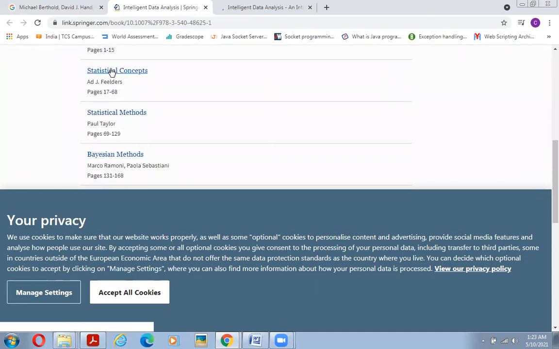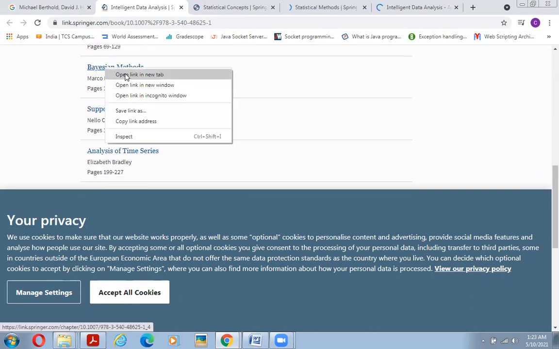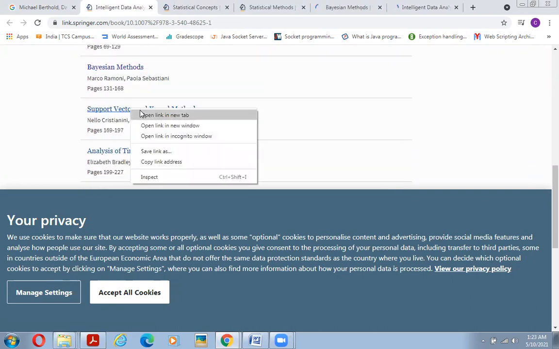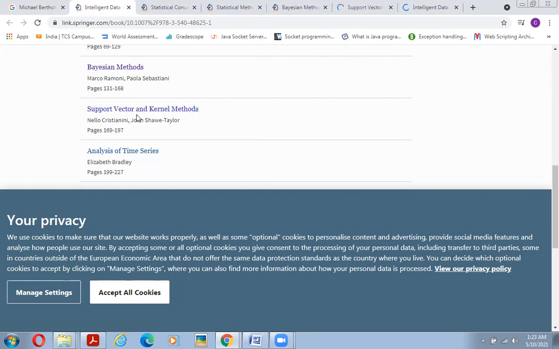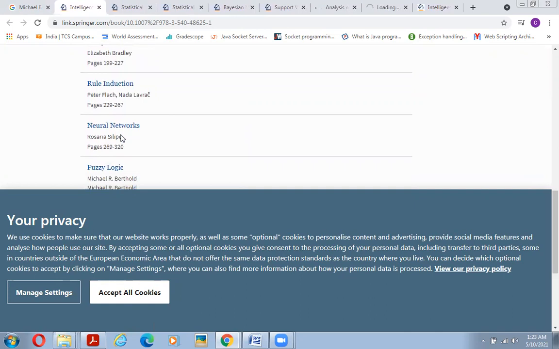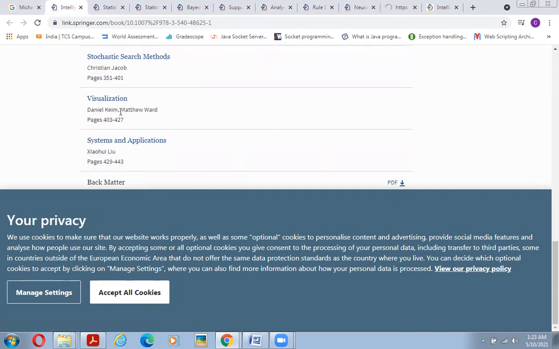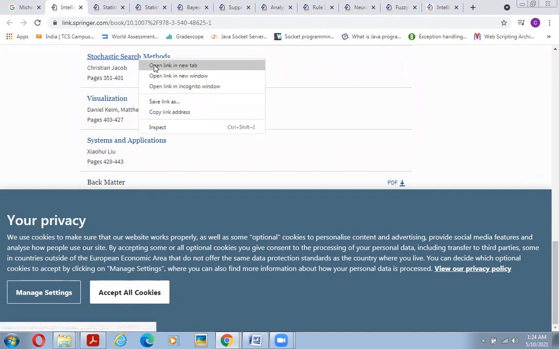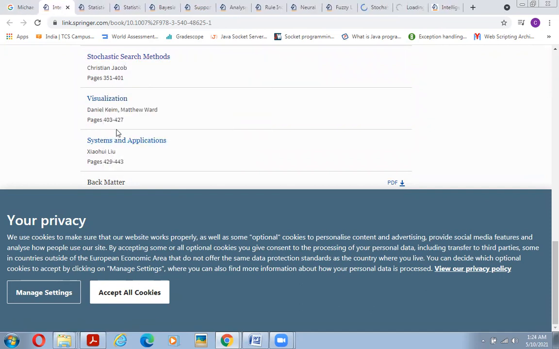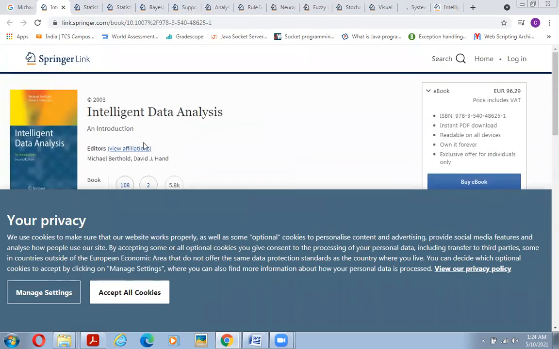Introduction, statistical concepts. Then we have statistical methods, Bayesian methods, support vector and kernel methods, the analysis of time series, rule induction, neural networks, fuzzy logic, stochastic search methods, visualization, and systems and applications. So this is the book of intelligent data analysis, which was published in 2003.